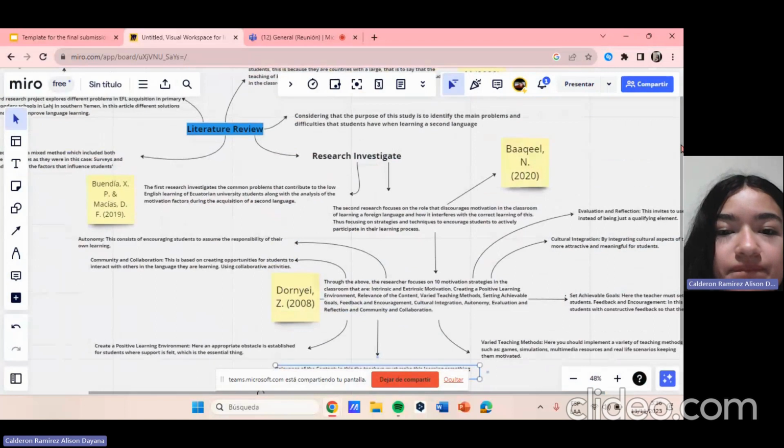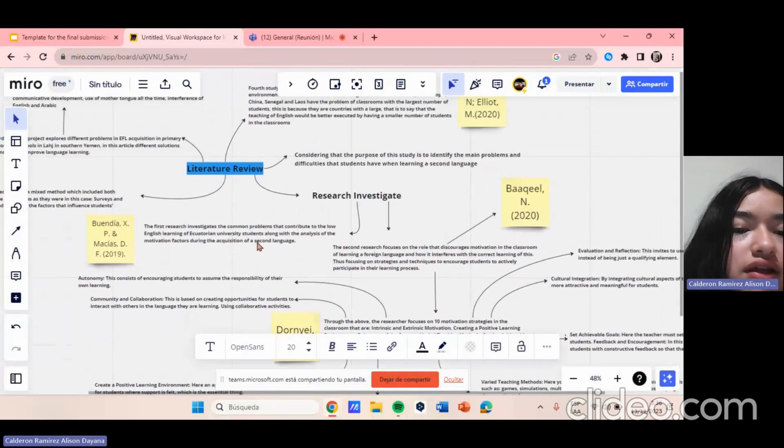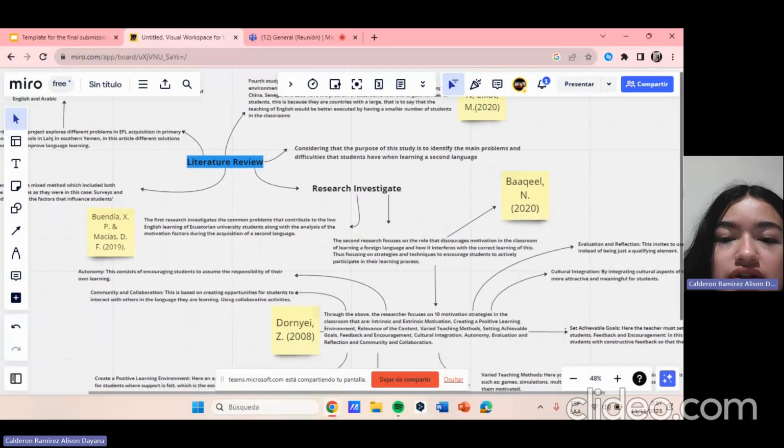The first study investigates the common problems that contribute to the low English learning of Ecuadorian university students, along with the analysis of the motivational factors during the acquisition of a second language. Our second study focuses on the role that discouraging motivation plays in the classroom of learning of a foreign language, and how it influences the correct learning of this, thus focusing on techniques and strategies.